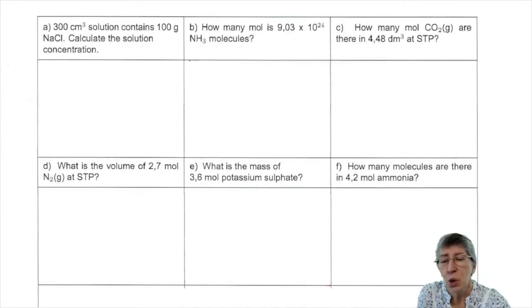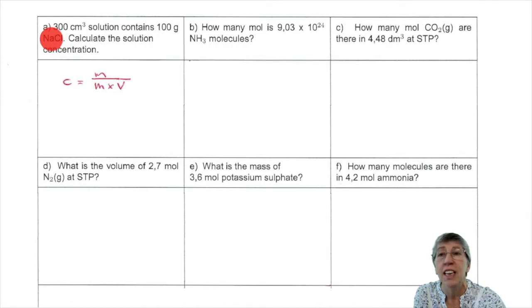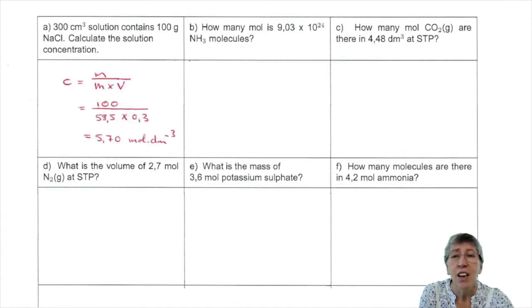In number A, you have 300 cubic centimeters, so they're giving you a volume and they're telling you it's a solution. So the equation you're going to work with is C equals m over M times V, and then they give you mass, they give you volume, and the only thing you need is the molar mass for sodium chloride, and that you calculate from the periodic table. And then you end up with 5,70 moles per cubic decimeter. Remember, that is the unit for concentration.